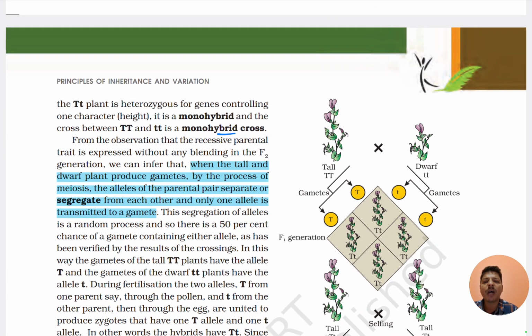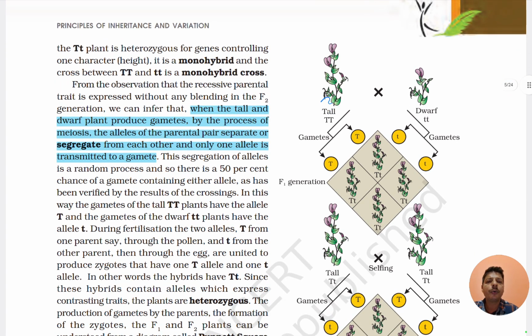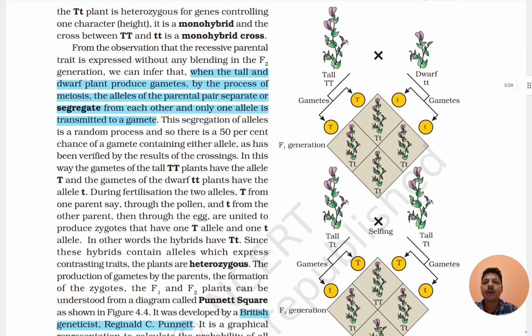Then Mendel worked out the monohybrid cross, and here is the diagram. As you can see, Mendel took true breeding parent plants. It is the parent generation, and it is the first filial generation or F1 generation, and then the F2 generation. With this cross, when the tall and dwarf plants produce gametes by the process of meiosis, obviously meiosis will occur to produce gametes. We already know about this. The alleles of the parental pair separate or segregate from each other, and only one allele is transmitted to a gamete.